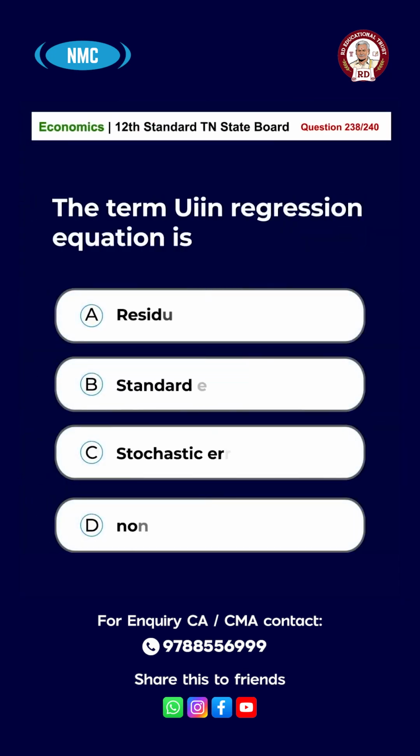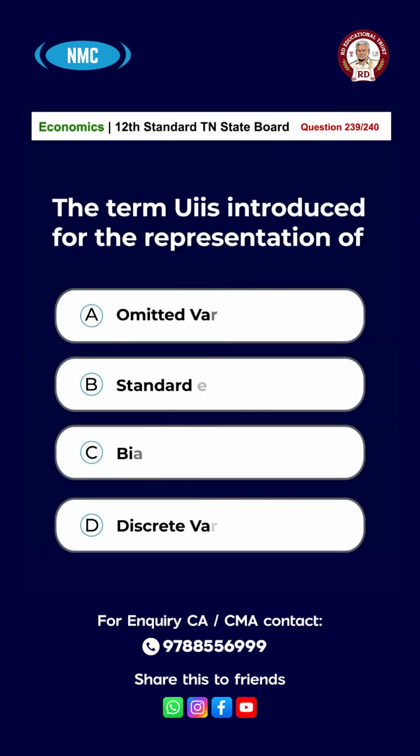Question number 238. The term in the regression equation is A. Residuals, B. Standard error, C. Stochastic error term, D. None. The answer is option C. Stochastic error term.